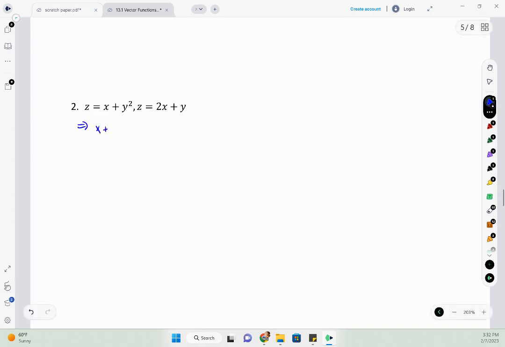This implies that x plus y squared is equal to 2x plus y. If I move all the x's to the right and the y's to the left, I get y squared minus y is equal to x. Or I could rewrite that as x equals y squared minus y. Okay, well, that is an explicit equation of x in terms of y. So maybe I could let y equal t, then x is equal to t squared minus t.